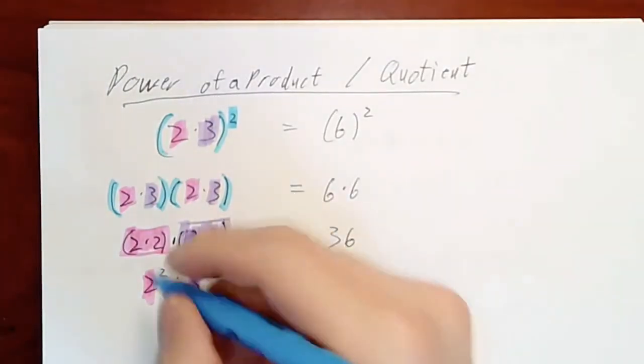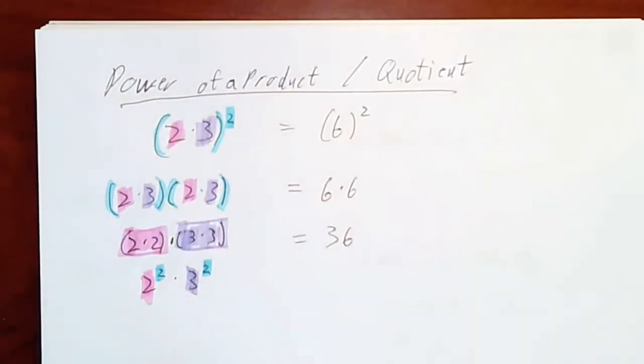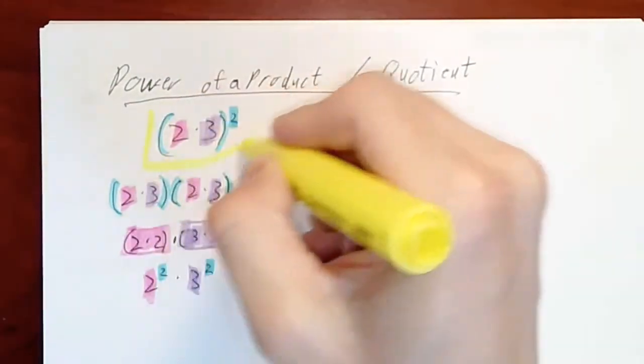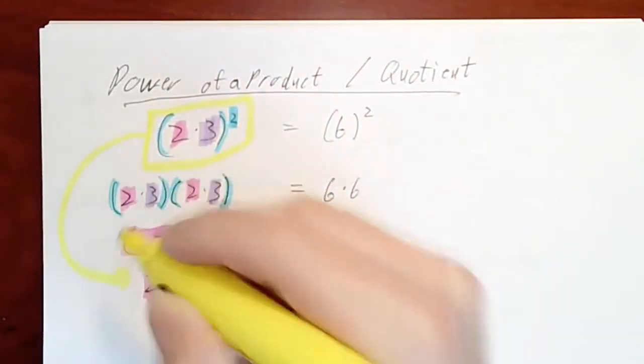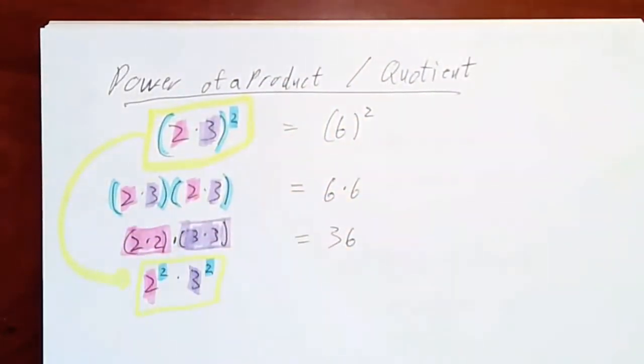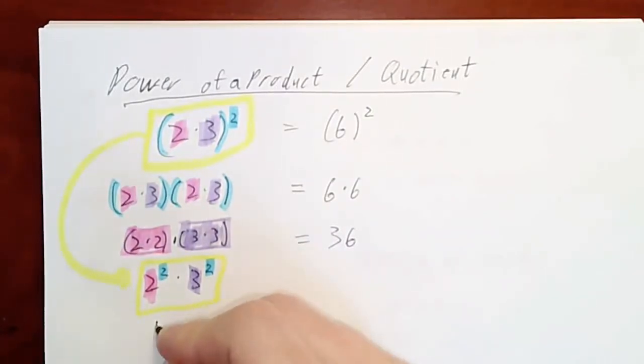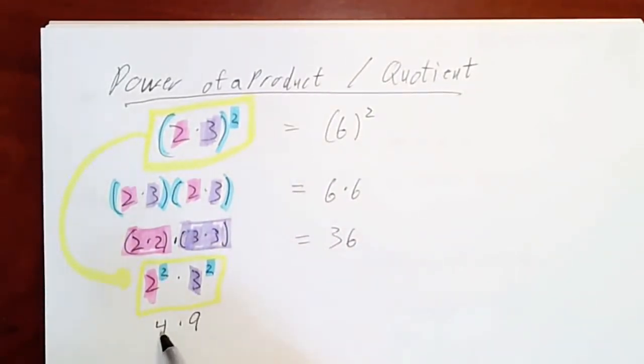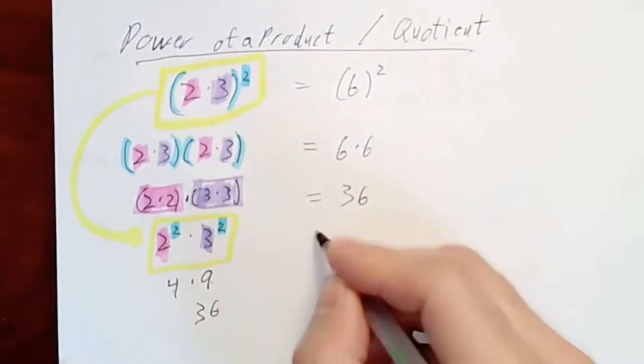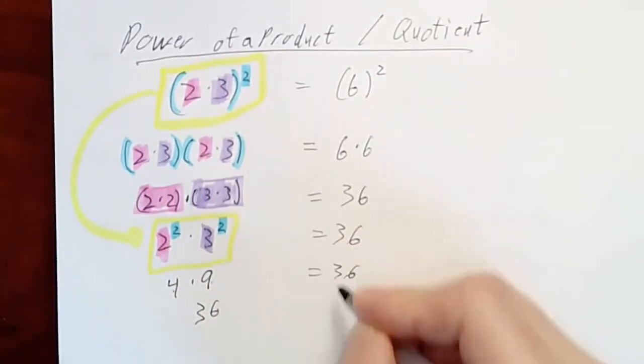But look at this, I now have 2 squared and 3 squared together, and that's an interesting fact. In fact, ladies and gentlemen, this right here is the information we want to know going from here down to here, and we'll talk about that in a moment. But let's just make sure that this actually works out. 2 squared is 4, 3 squared is 9, 4 times 9 is 36, and look at that, we get 36 equal to 36.